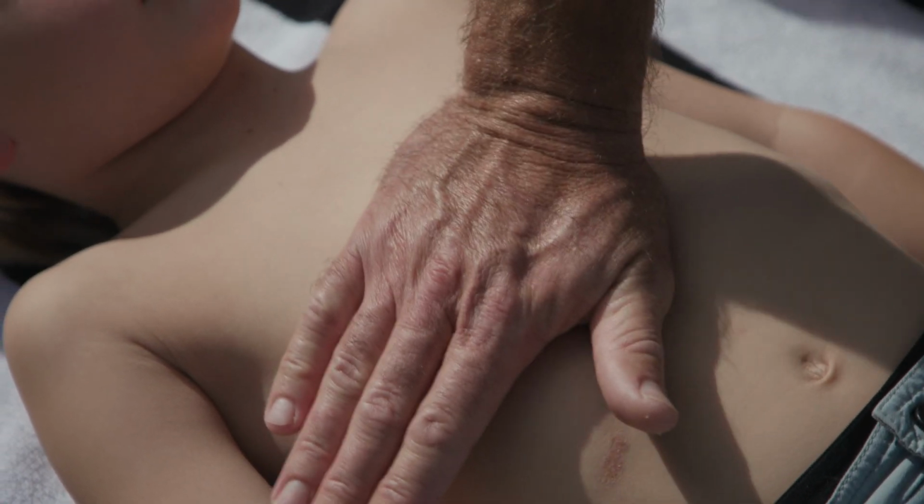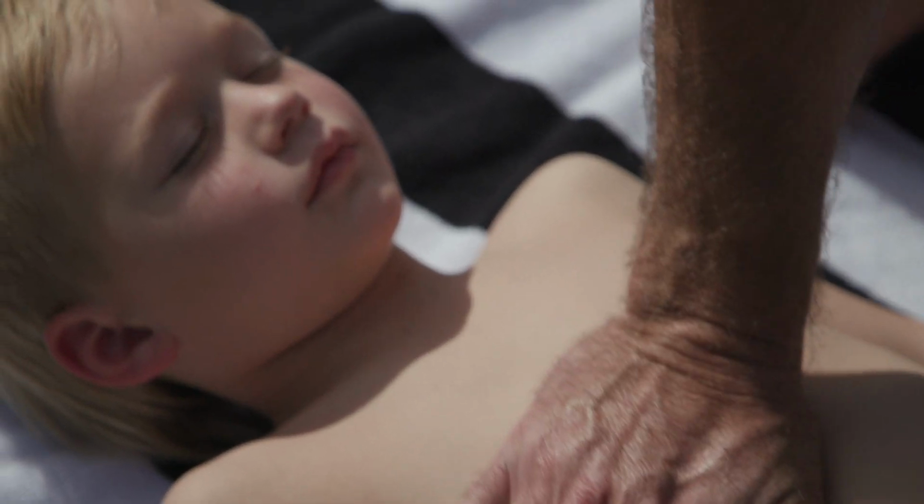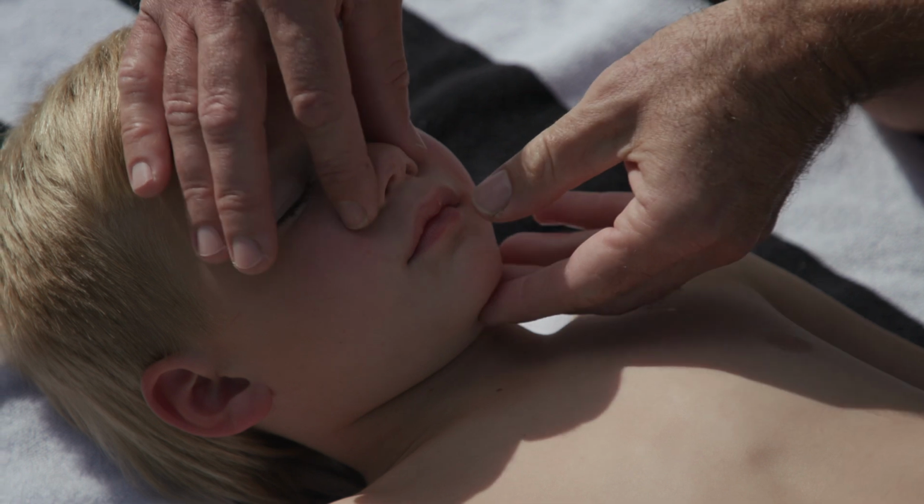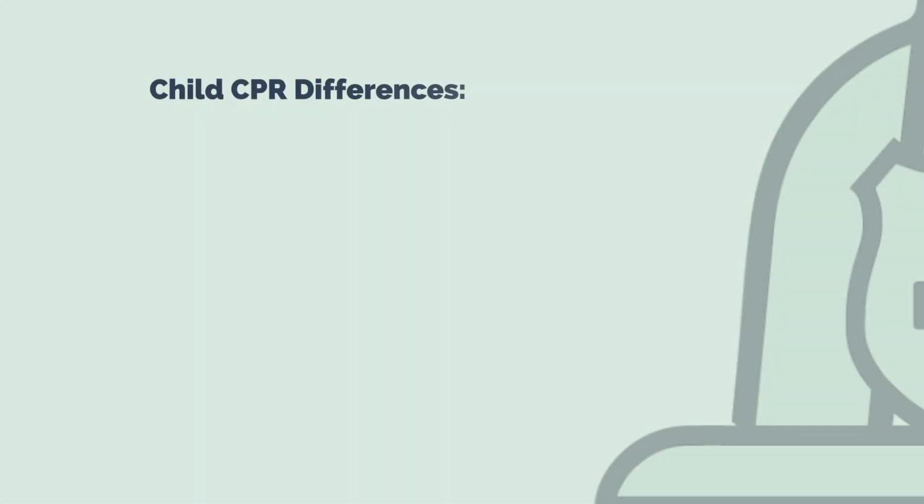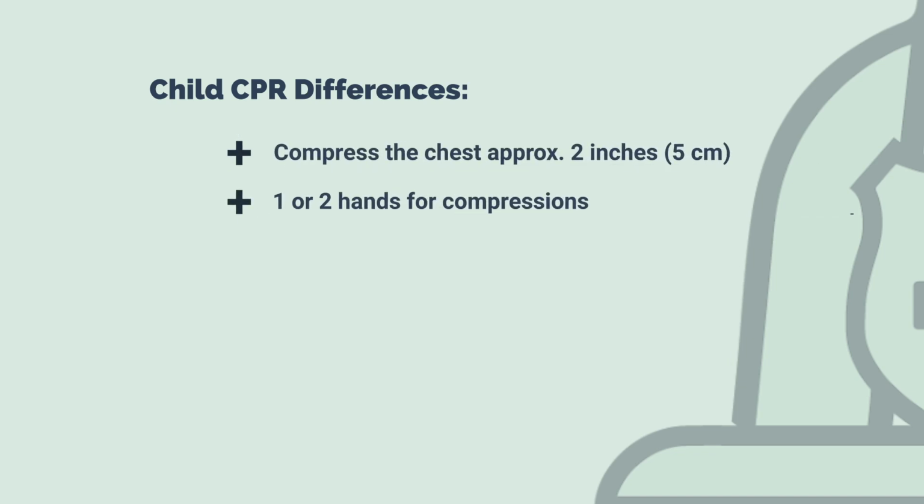While giving CPR to a child, it is recommended to perform both compressions and breaths. Child CPR is similar to adult CPR, however, there are a few differences. Compress the chest approximately 2 inches. You can use 1 or 2 hands to give compressions, whichever is necessary for you to push the chest deep enough. If you are alone with a child or infant and don't have a phone, start CPR immediately.